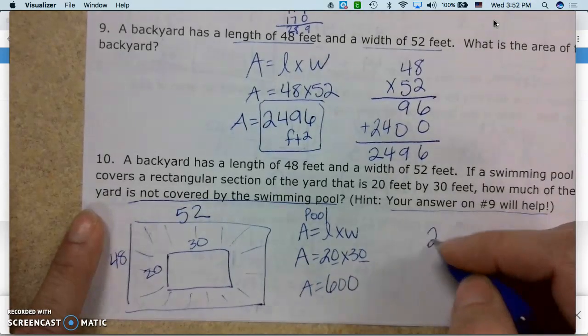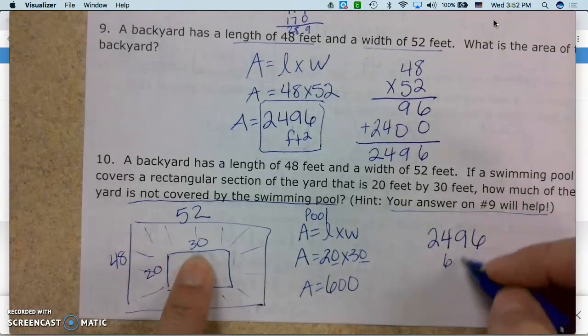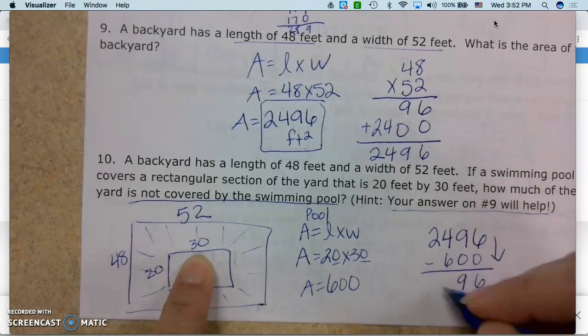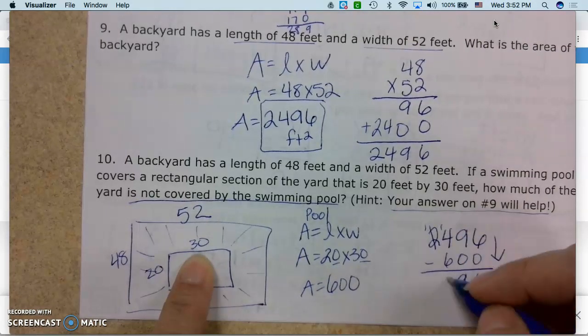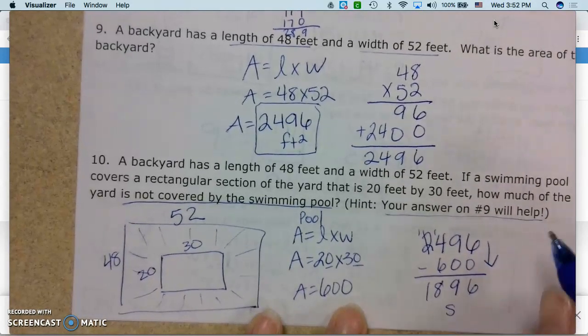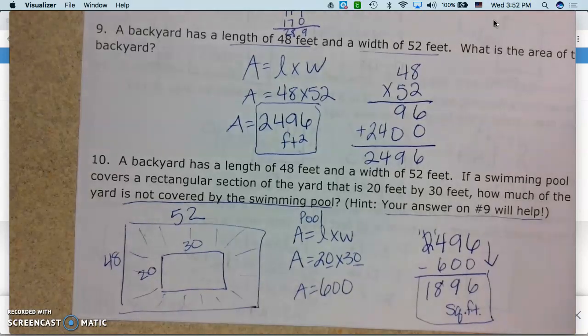And I want to subtract that from the yard. So I'm going to do the whole thing minus the pool. And that's going to tell me the part that doesn't have the pool. And again, you have to borrow. So it'd be 1,896. And you're still finding area, so it would be square feet. And you can write it SQFT, or you can put the FT with a little 2 at the end.